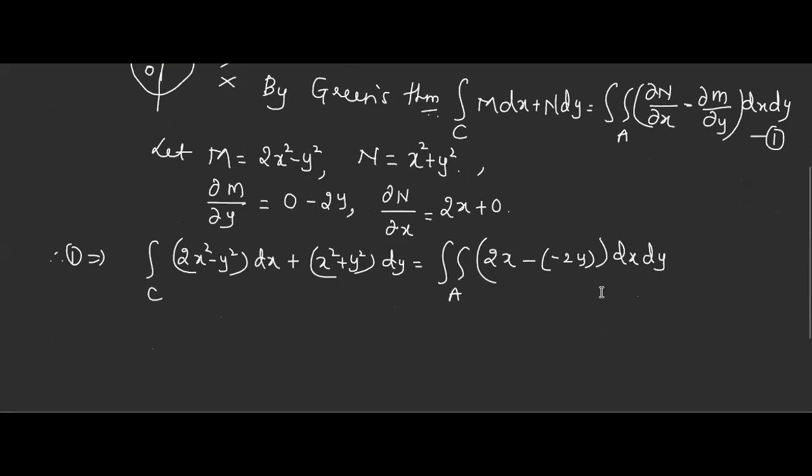At the most, what simplification can we apply for this? Can anything be taken out? 2 is a constant, it can be taken out, which is common, right? So what remains is x plus y, dx dy.